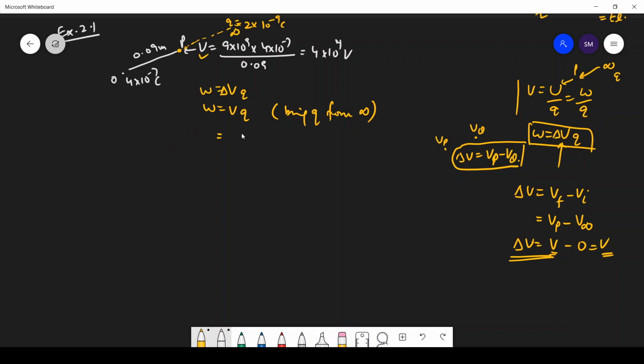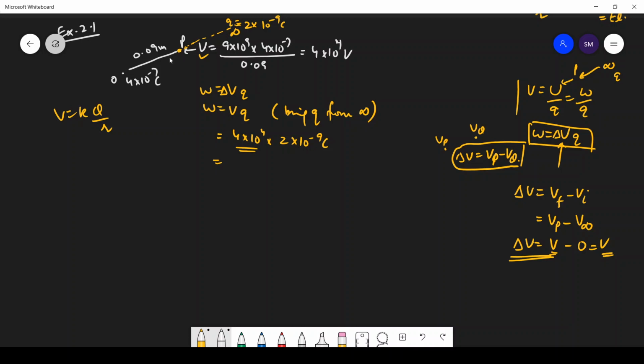Now this will be equal to V, 4 into 10 to power 4. So Q into V or V into Q, it's the same thing. So V is 4 into 10 to power 4, into 2 into 10 to power minus 9 coulombs. So the work done depends on the potential. Okay? And you know potential is equal to KQ by R.